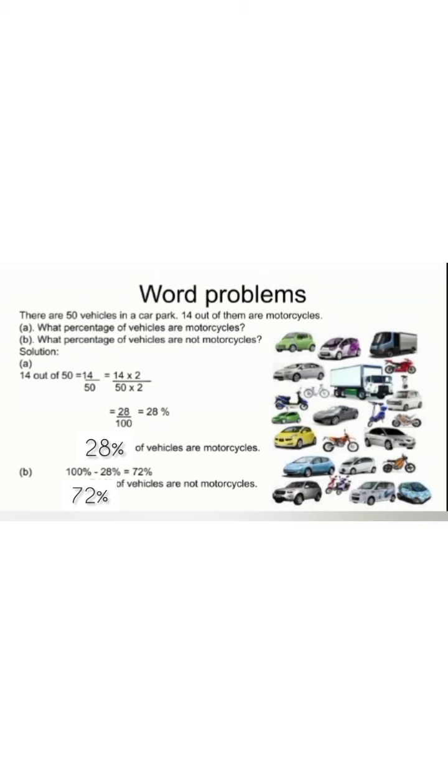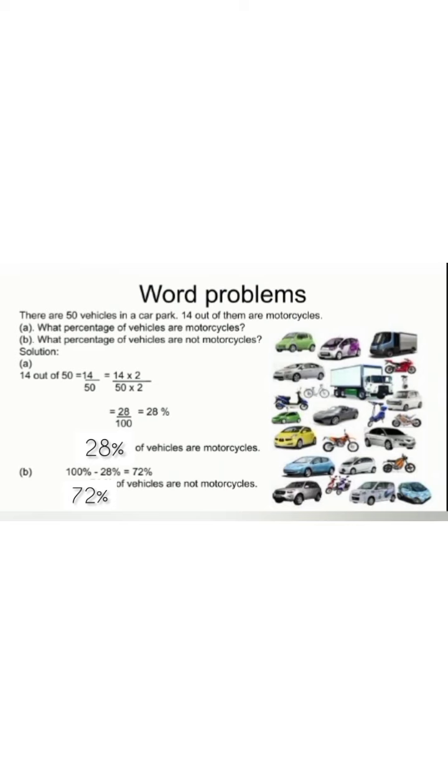So 14 multiplied by 2 divided by 50 multiplied by 2. 14 multiplied by 2 gives me 28, while 50 multiplied by 2 gives me 100. Now I have a fraction which has a denominator of 100. So I can convert the numerator into percent form. 28 divided by 100 is equal to 28%. So 28% of vehicles are motorcycles. Now part A is solved.